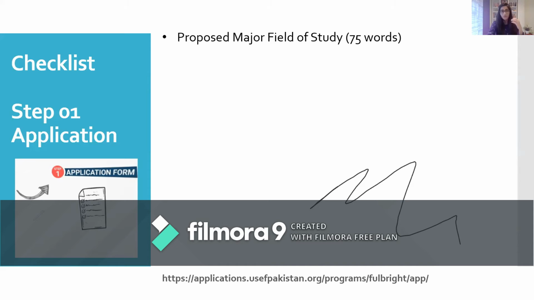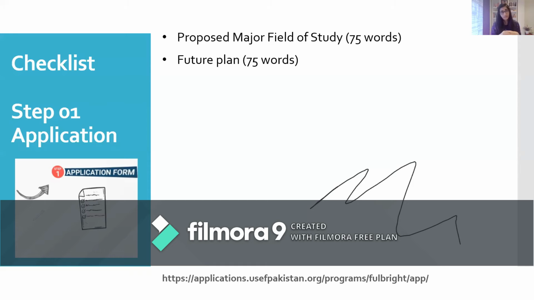The major field of study. So you have to, within 70 to 75 words, talk about what you want to study. Just suppose that this is the very first question that the reviewer will read and get to know about what you want to study. You want to do engineering, be specific, what kind of engineering. You want to do something in journalism, be specific. Then define why you want to do it. So cover it all in under 75 words.